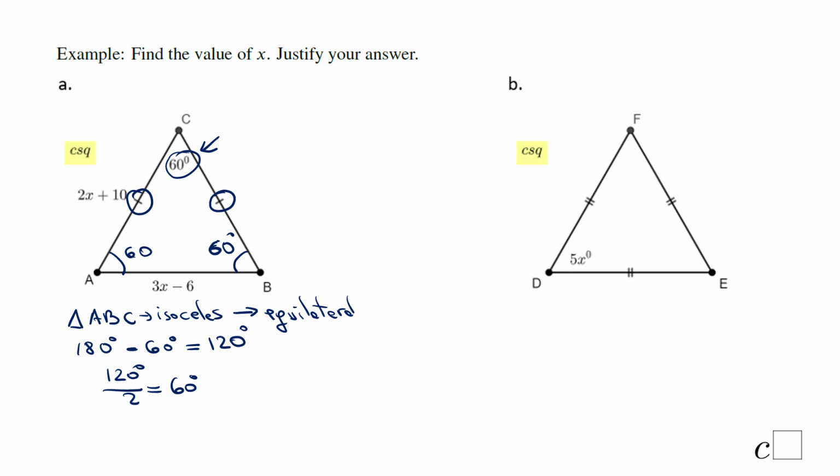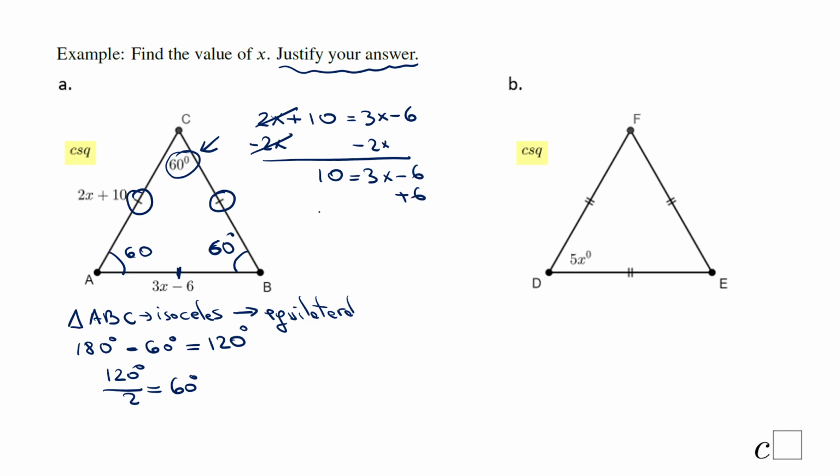Okay, and now we can justify the reason for writing this equation, 2x plus 10 equals 3x minus 6. If you do not know that the triangle is equilateral, you cannot write this, but now we're looking at 60, 60, 60, the angles we know. AB is congruent to AC and BC. So I'm going to subtract 2x here to cancel these 2x, and then we have 10 equals 3x minus 6.